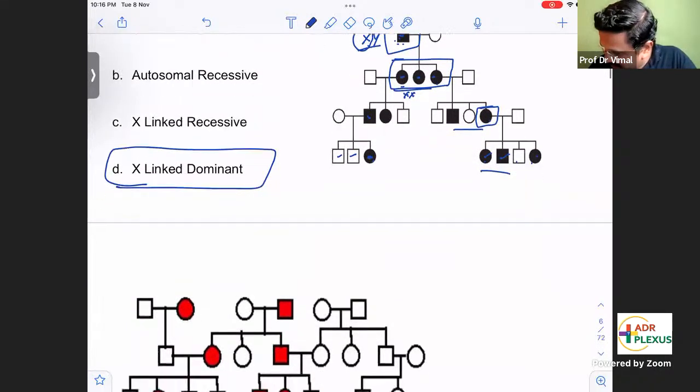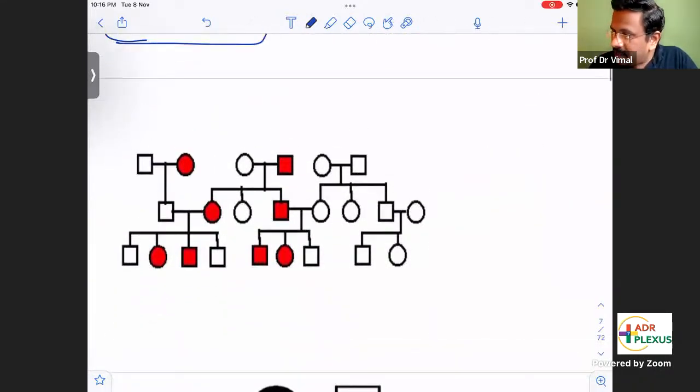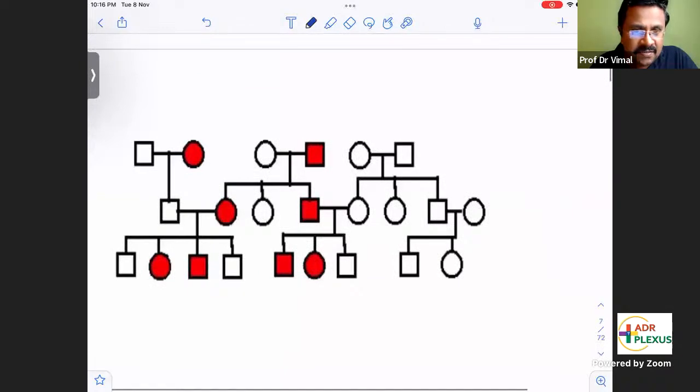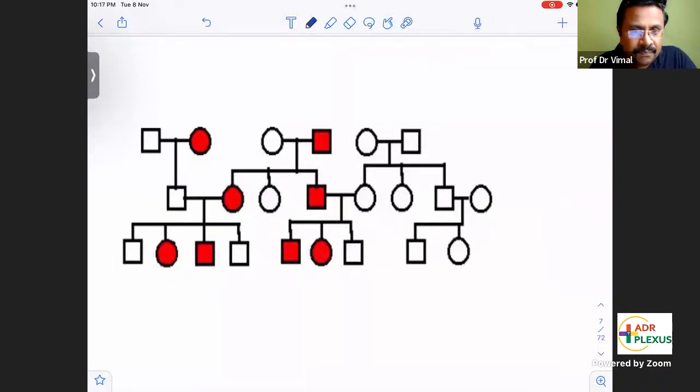Dominant inheritance. Yes. Now, who will tell me this pattern of inheritance? What is this pattern of inheritance? This is the one most of you got confused with. Yes, very good. Very good, Dr. Bala. The YouTube people can also chat.